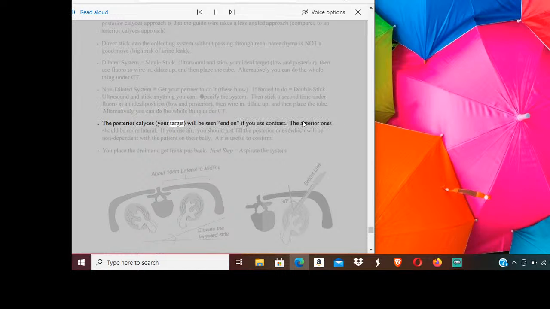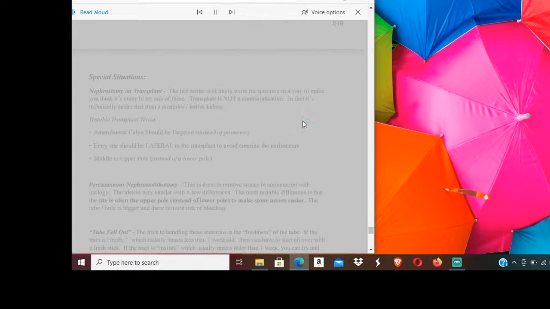The posterior calyces, your target, will be seen if you use contrast. The anterior ones should be more lateral. If you use air, you should just fill the posterior ones, which will be non-dependent with the patient on their belly. Air is useful to confirm. You place the drain and get frank pus back. Next step equals aspirate the system.